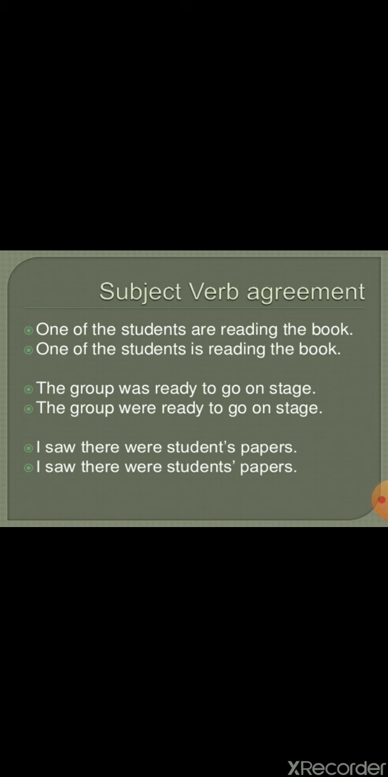I saw there were students. See students, you may not know, but in the third sentence there is an error. Students apostrophe s: when we talk about many students, meaning plural in form, then we put the apostrophe after adding s. So "I saw there were students' paper" means the last sentence is correct here.